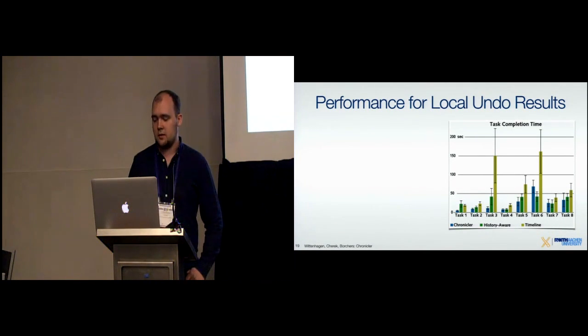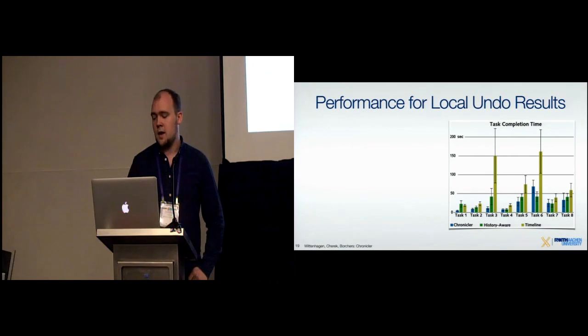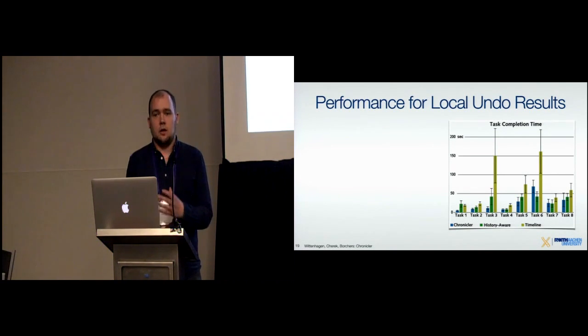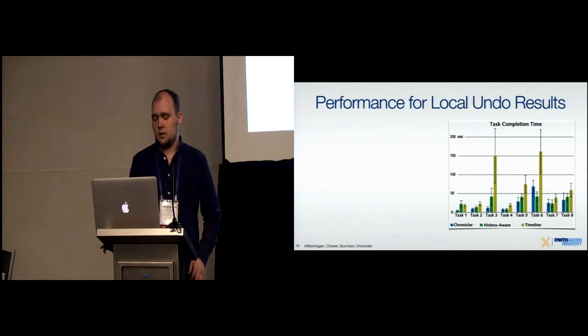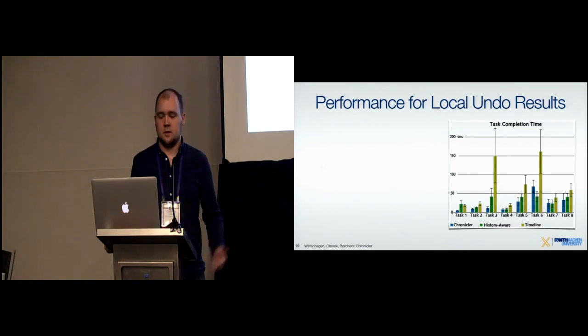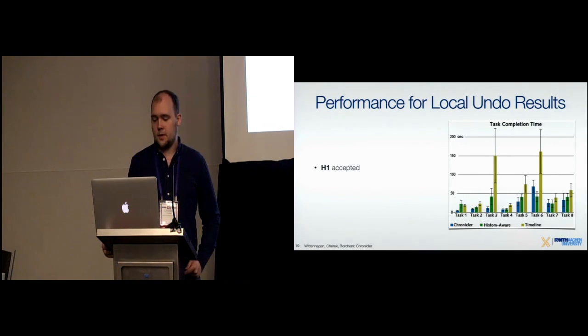So the yellow bars are for the simplest version here. Especially for big files like task 3 and task 6, users got easily lost when searching for a specific thing, and therefore took a lot of time when they did not have viewport stability. So hypothesis 1, we can accept that.